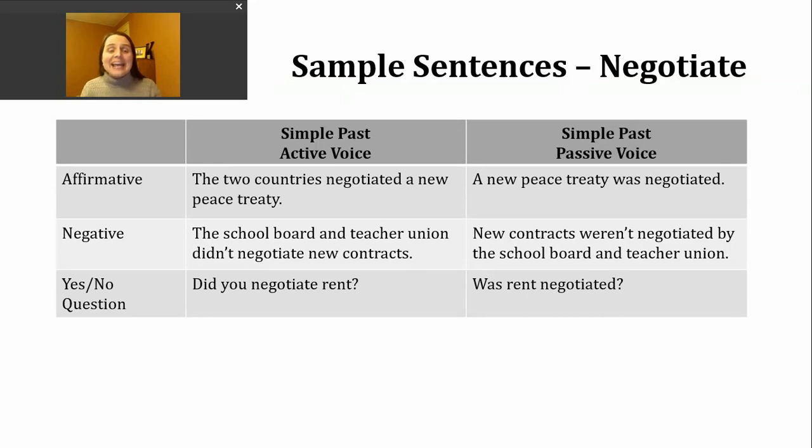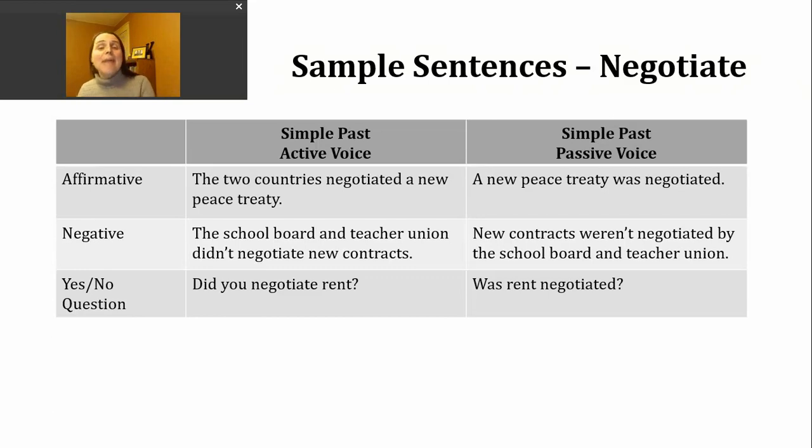Now, in active voice, simple past tense, I'm using the ed form of the verb. And this is true no matter what my subject is. So here's an example. The two countries negotiated a new peace treaty. So here I know there are two countries who are responsible for that action of negotiating.